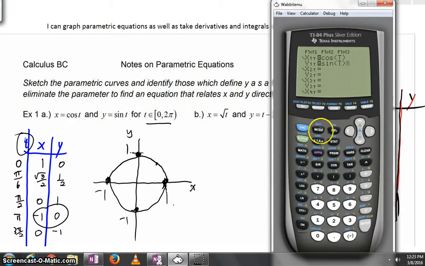We can hit mode to make sure we're on radians, and we are. When you hit window, for your t step, you're going to notice that not only do you have x and y in your window parameters, but now you're going to have t as well. I think a default setting is to have t go between 0 and 2 pi. You might need to change that.